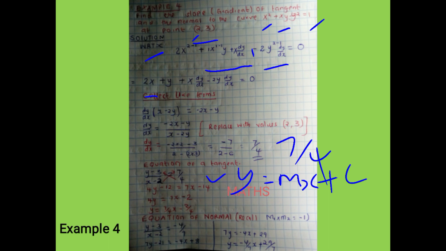So you come and cross multiply, you get 4y minus 12 is equal to 7x minus 14. 4y is equal to 7x minus 2. You can choose to simplify inside that, you get y is equal to 7 over 4 x minus 2 over 4. You can simplify to get a half or leave it there, it's well and good. And the question was also asking the equation of a normal of a curve.